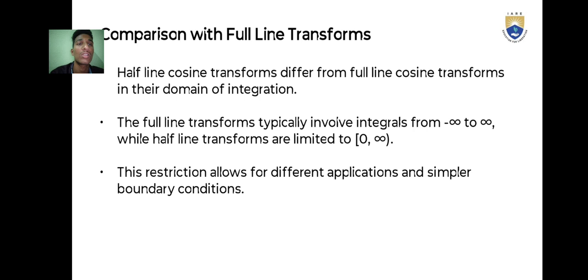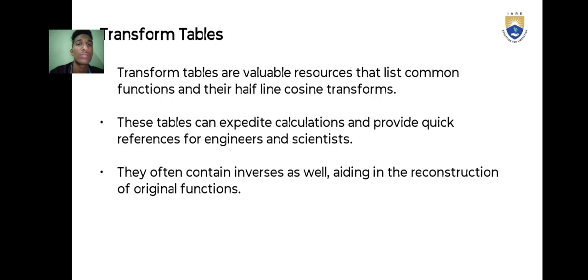Comparison with the full line Fourier transformation. The Fourier cosine transformation differs from the full line Fourier transformation in its domain of integration. The full line transform typically involves integrals from minus infinity to infinity, while the half line transformations are limited to 0 to infinity. This restriction allows for different applications and simpler boundary condition definitions.